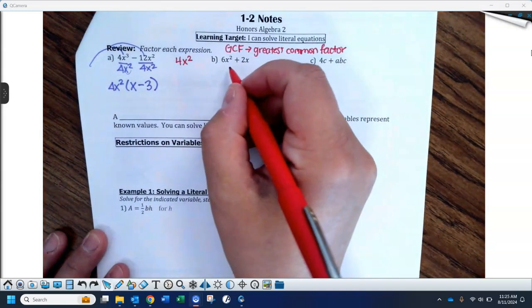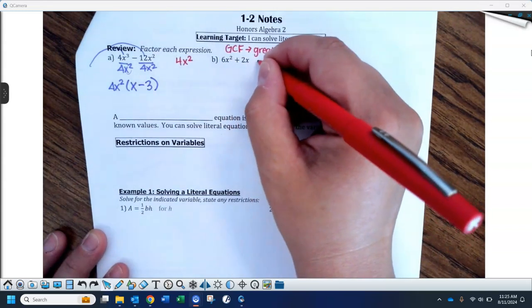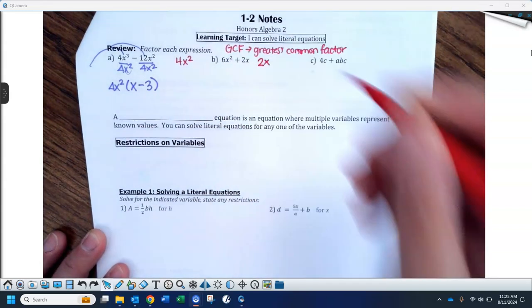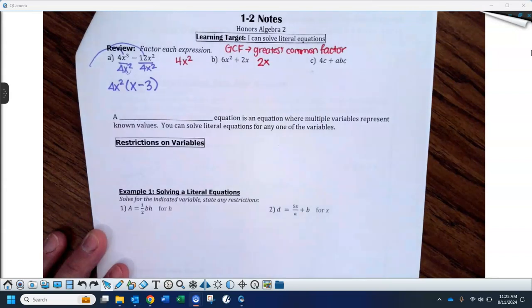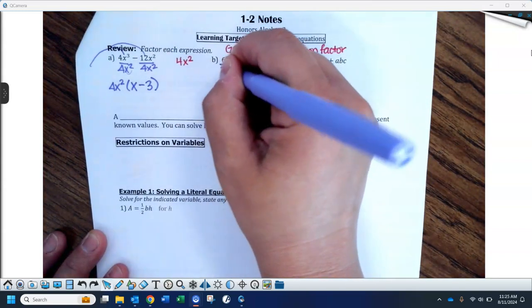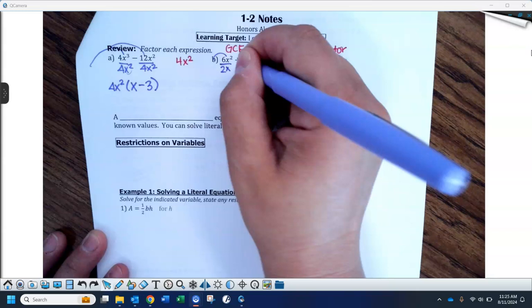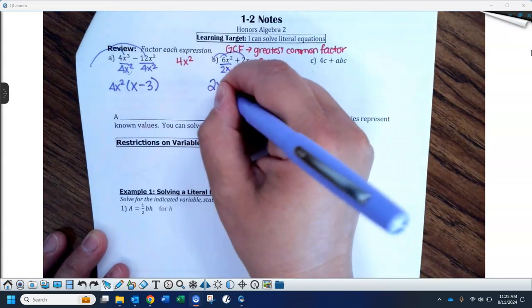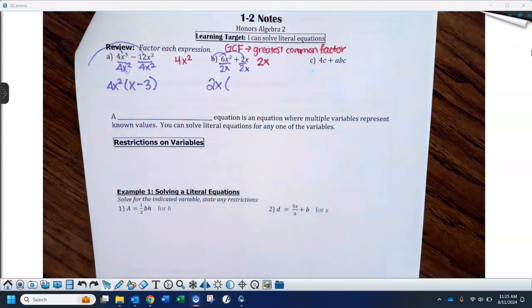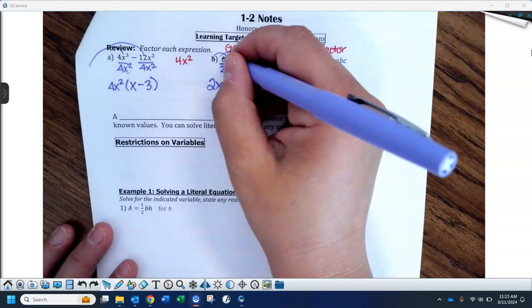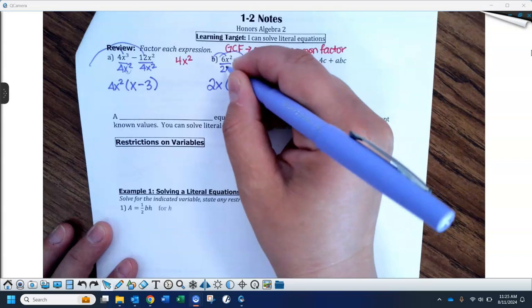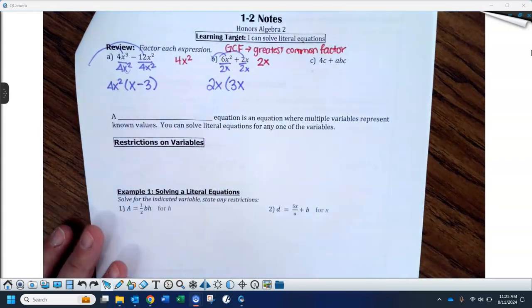If you look at this one, both of these numbers are divisible by 2, and I have at least an x in both of those, so I'm going to take out a 2x as my greatest common factor. Just like undoing a distributive property, we're going to divide, so the 2x comes out in front. If we were to multiply this back through, it'd give us the original problem. So 6 divided by 2 is 3. We're going to take 1x out, so we'd have 1 left.